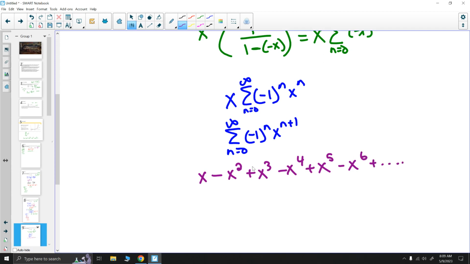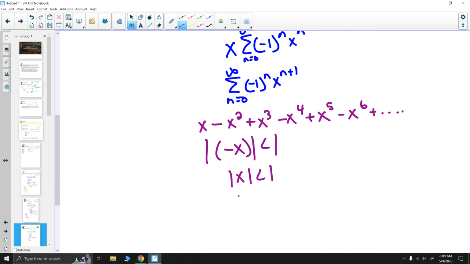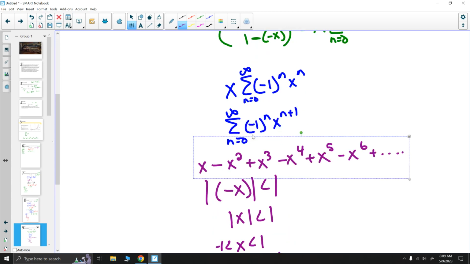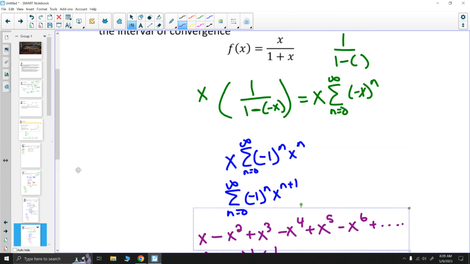Now let's talk about the interval of convergence here. So it is only equal to our function when we're on our interval of convergence. So that is when negative x, the thing inside our parentheses, its absolute value is less than 1. So that is absolute value of x is less than 1. So that is to say x is between negative 1 and 1. So on our interval from negative 1 to 1, this is our interval of convergence. And when we're on this interval, this series is equal to our function.